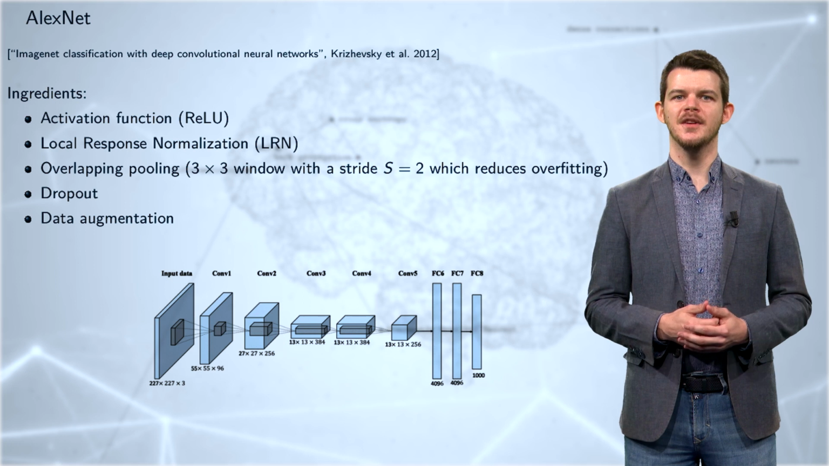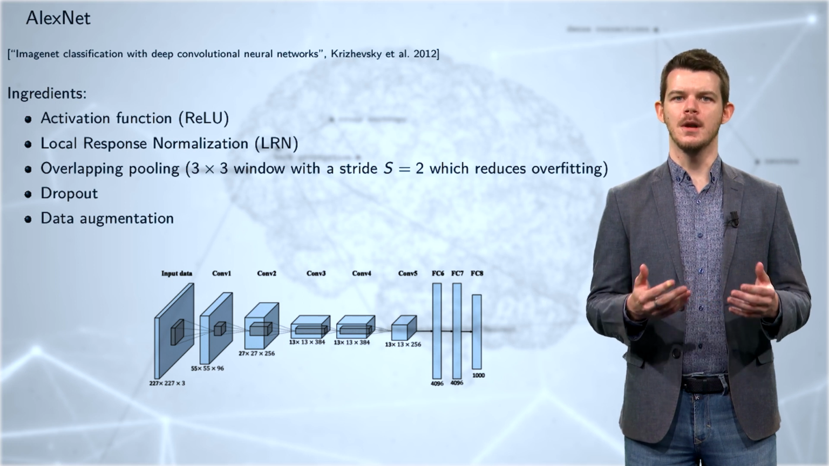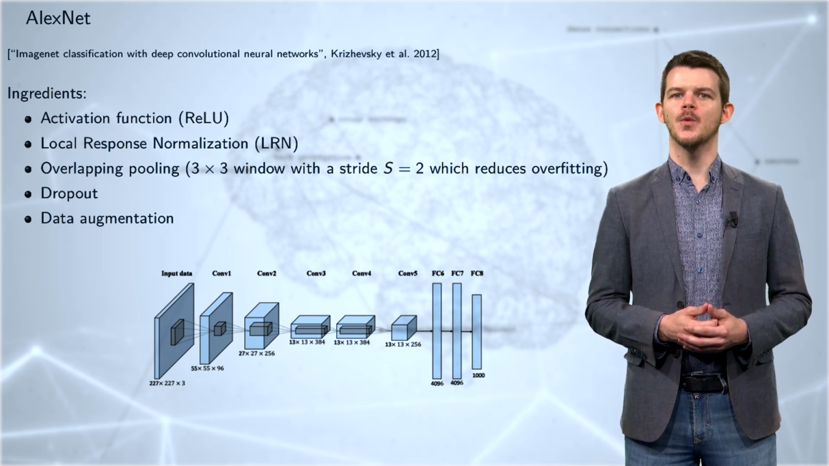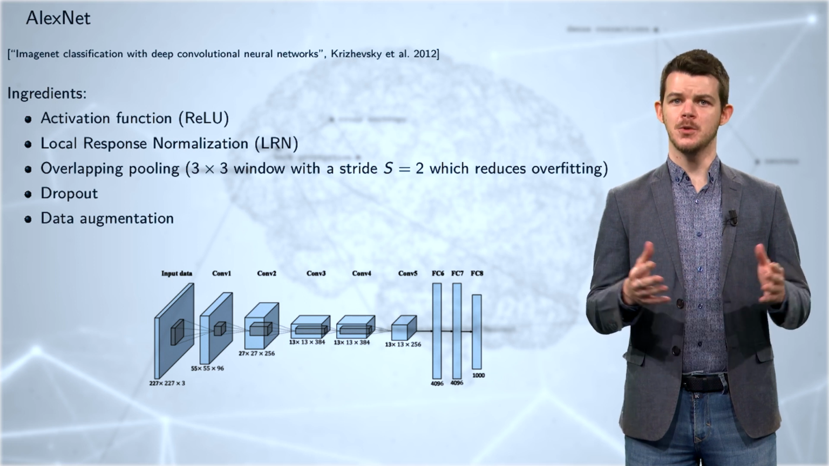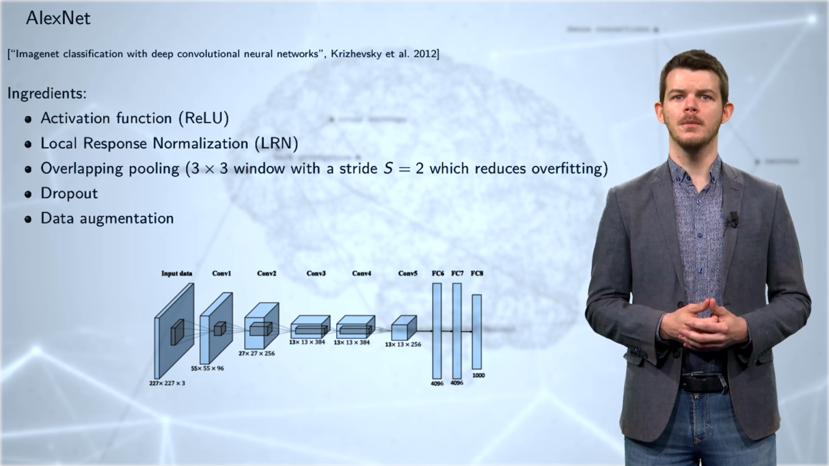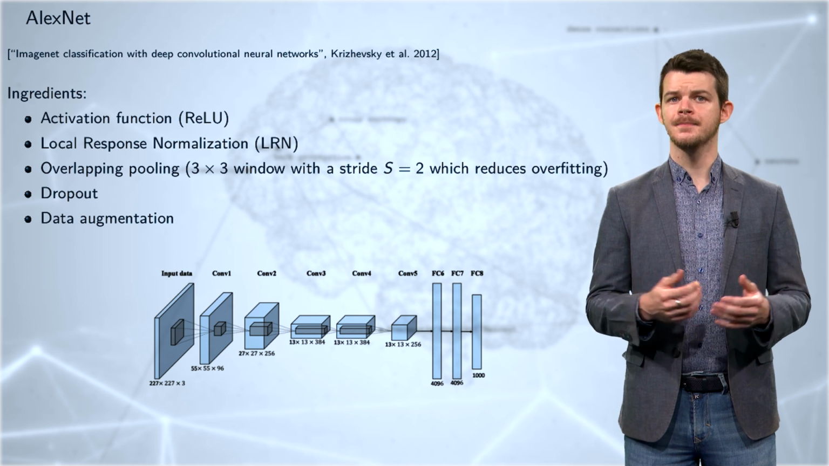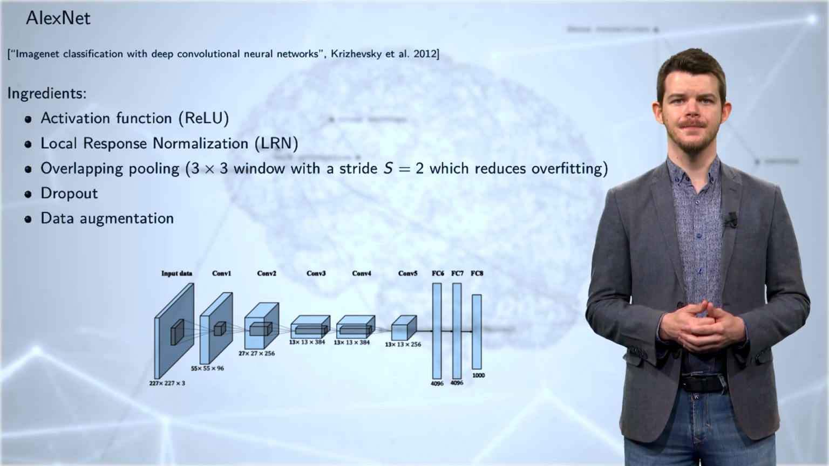The shape of the network is described here. You have on the left the input data and on the right the output layer. In between, there are several convolutional pooling layers and at the end, several dense layers.